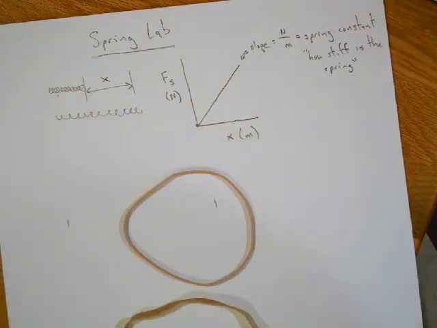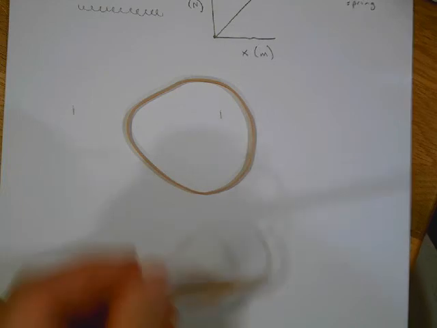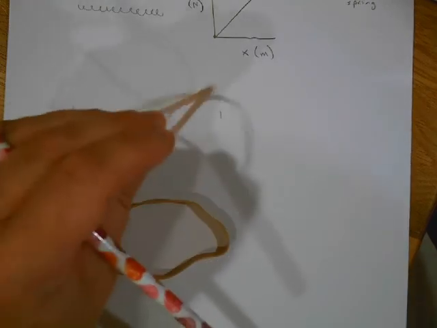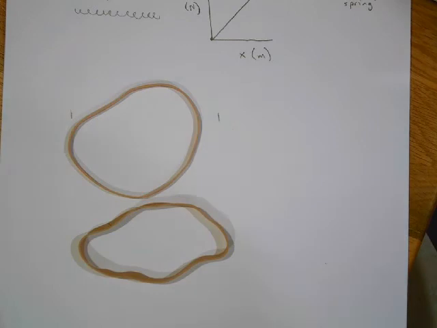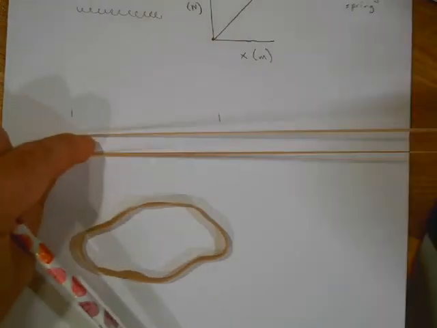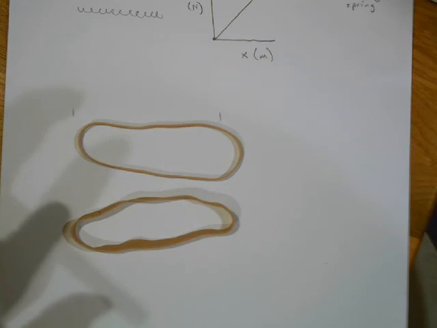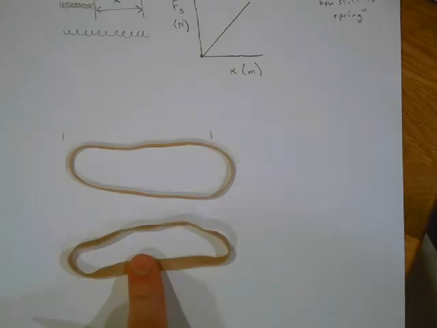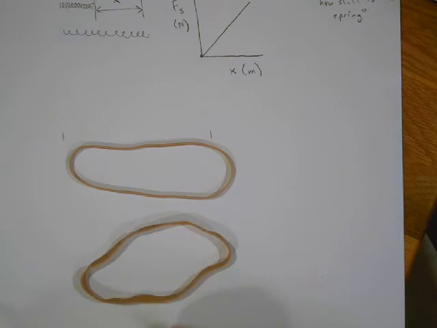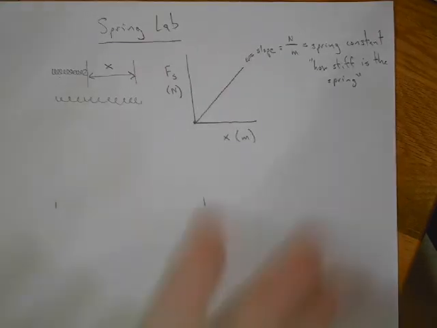If you take a look, I got 2 rubber bands here. This is a big beefy rubber band, and this is a not very beefy rubber band. Well, guess what? If you were to do the lab with these 2 rubber bands and graphed force versus displacement for each one, which one would give you a steeper slope? Well, this one would. Why? Because it's a beefier rubber band. Same thing: if you have a stiffer spring, you're going to get a steeper slope.